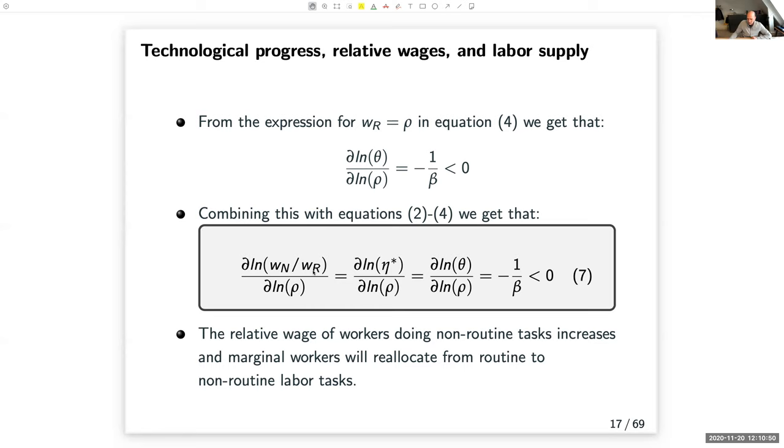And that's because on the one hand, WR is going to fall, but also through the Q complementarity, the fall in rho is going to lead to capital accumulation, which is going to increase WN. So in relative terms, if the price of capital falls, then this relative wage must increase. What this second ratio shows you is, if it's negative, it means that a decrease in the price of capital is going to shift the eta star up, which captures that there's going to be a reallocation away from routine labor tasks to non-routine labor tasks. And then finally, that's again just the capital accumulation leading to relatively more routine tasks in the economy performed by computers relative to non-routine labor tasks.